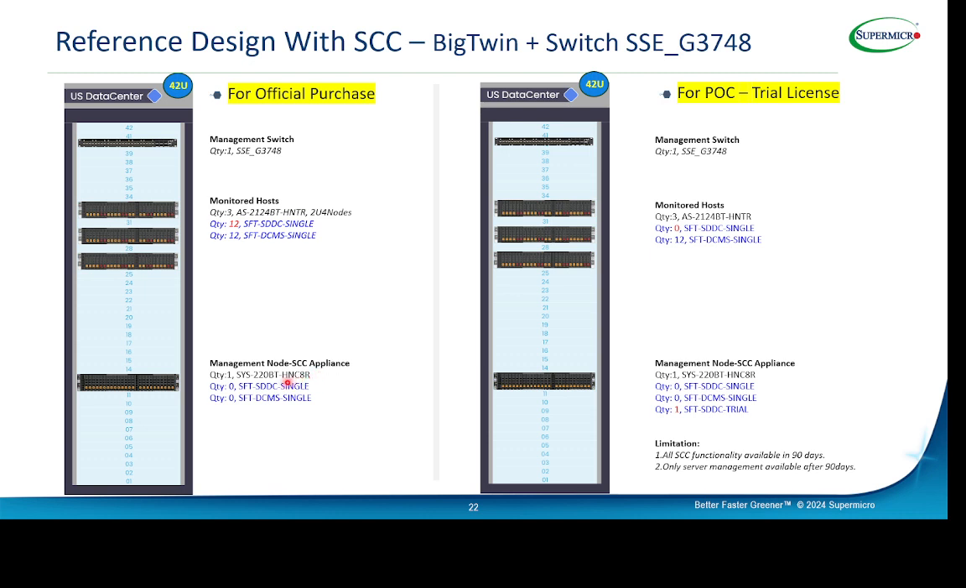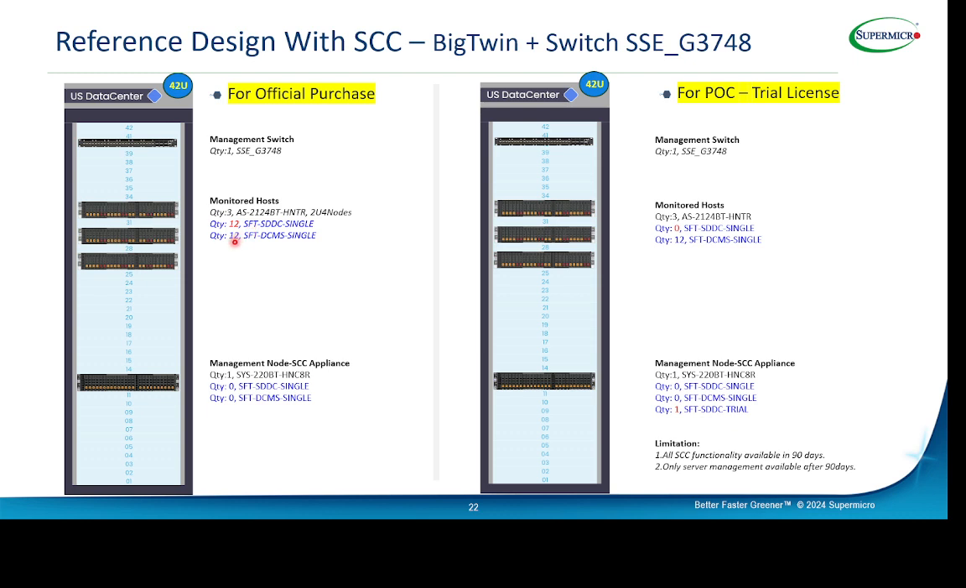We've chosen a Big Twin on that SCC appliance, which is in the rack. So if we were monitoring 12 particular hosts, that would indicate there are 4 nodes for each of the server nodes. We have 3 of them for a total of 4. So this would be a 2 4-node configuration. So 4 times 3 is 12.